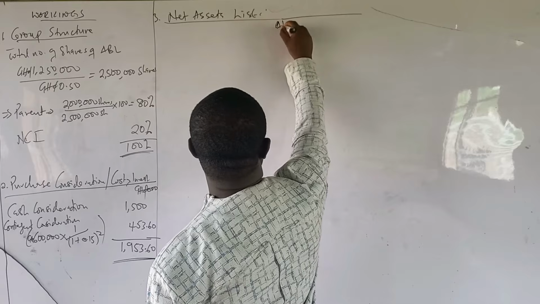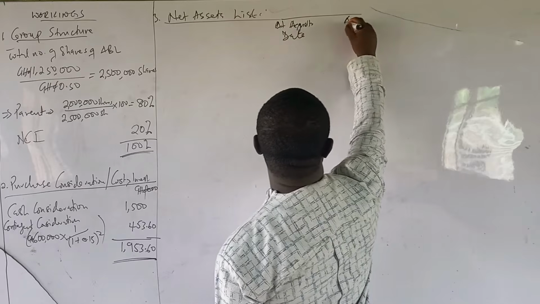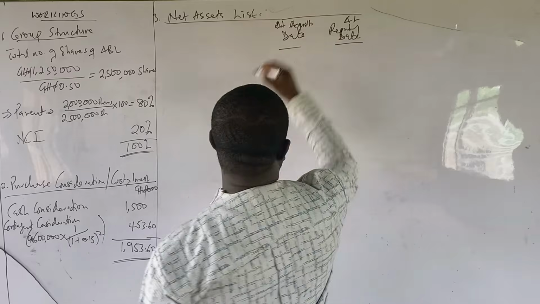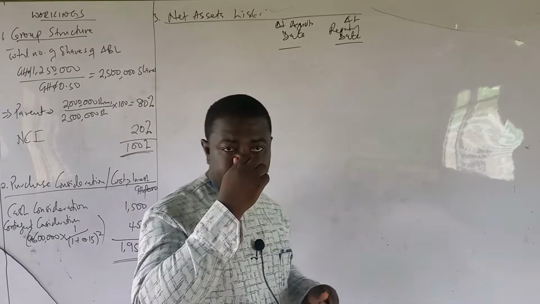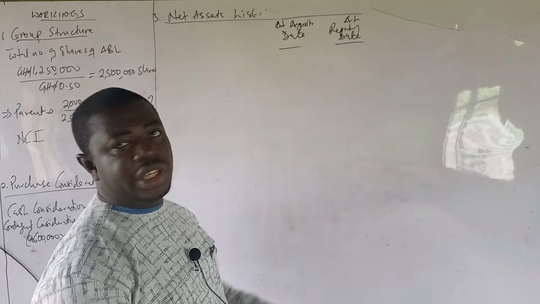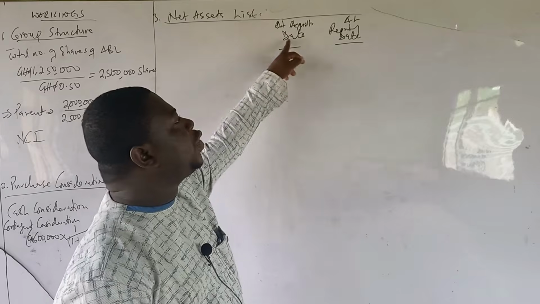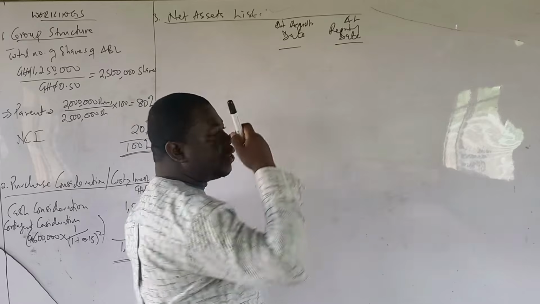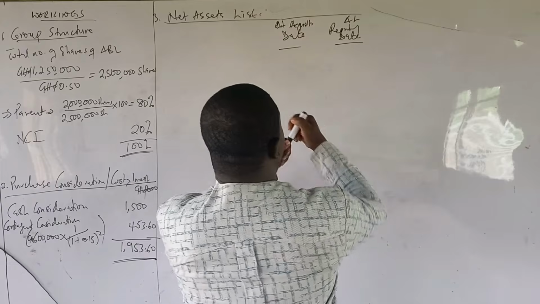Now, the net asset list is supposed to be shown at acquisition date and then at reporting date. The reporting date is the date that we are consolidating, which is 31st December 2013. That is 1 year after acquisition. And the acquisition date is 1st January. Now, instead of writing reporting and acquisition, you can just put in the dates, and that will be acceptable. So you can either write here 1st January and then 31st December 2013. That is also acceptable. Now, we are going to list our net assets at both dates.